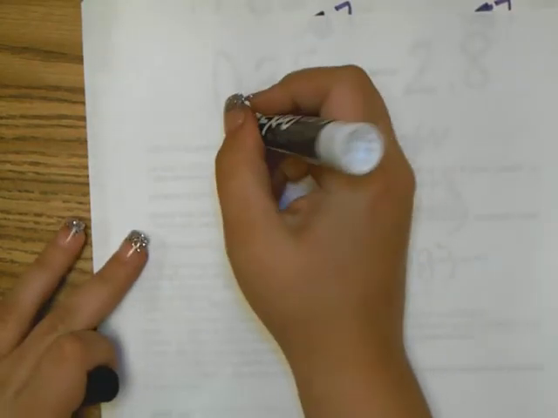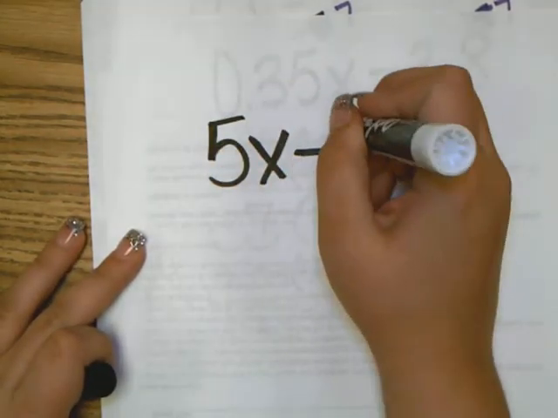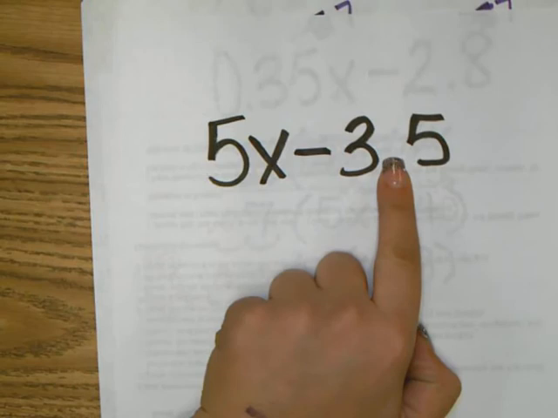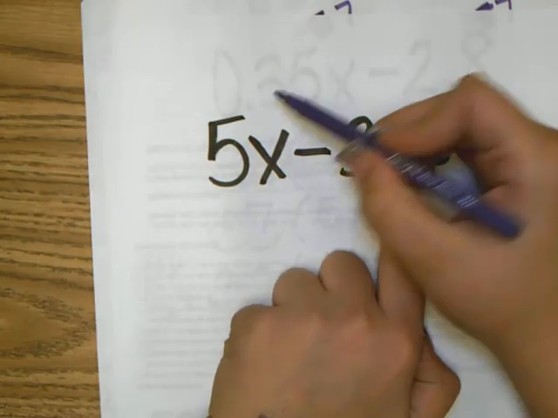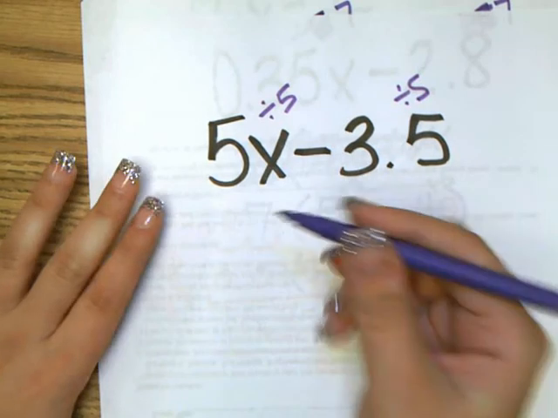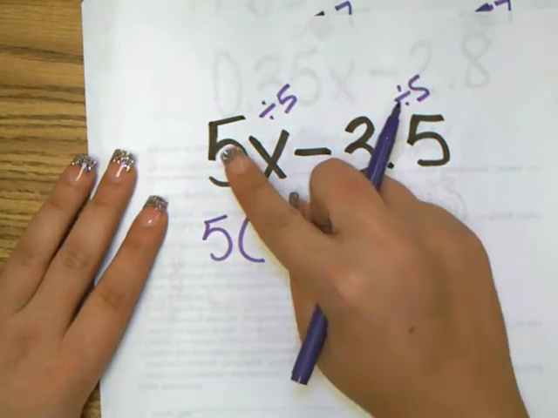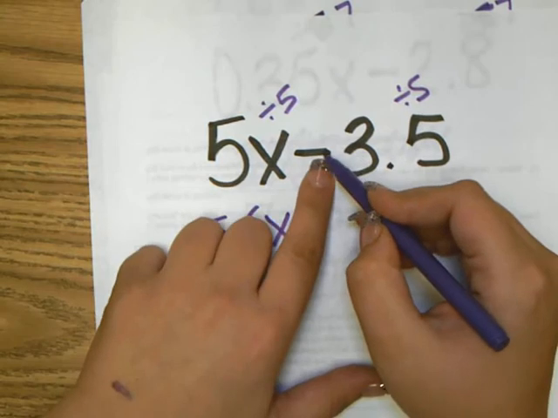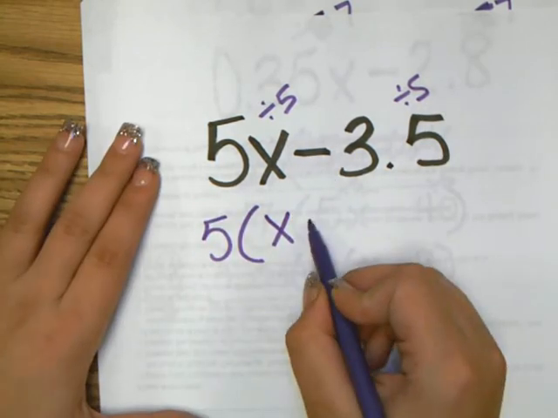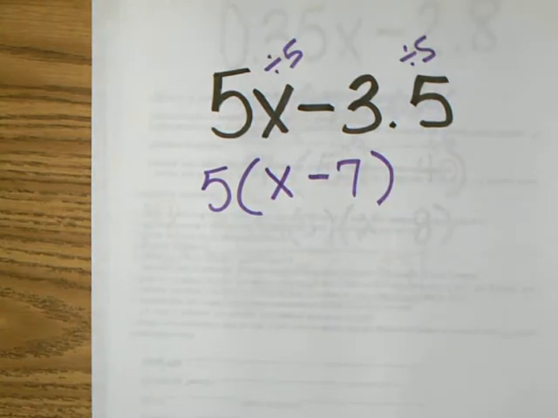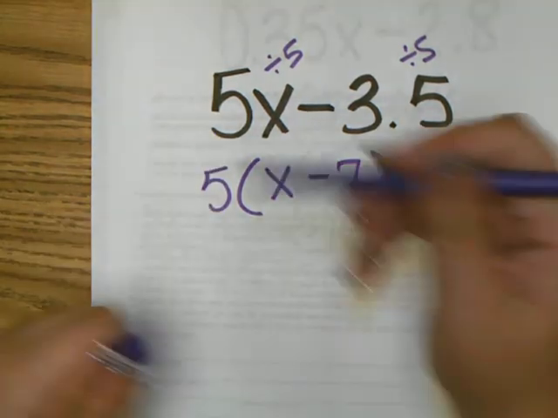Now I think I'm going to do one last one. I'm going to do one more with decimals. Let's try 5x minus 3.5. So first thing, I'm going to pretend like that was 5 and 35, and they both have 5 in common. So 5 divided by 5 is 1x. Negative 35 divided by 5 is negative 7.